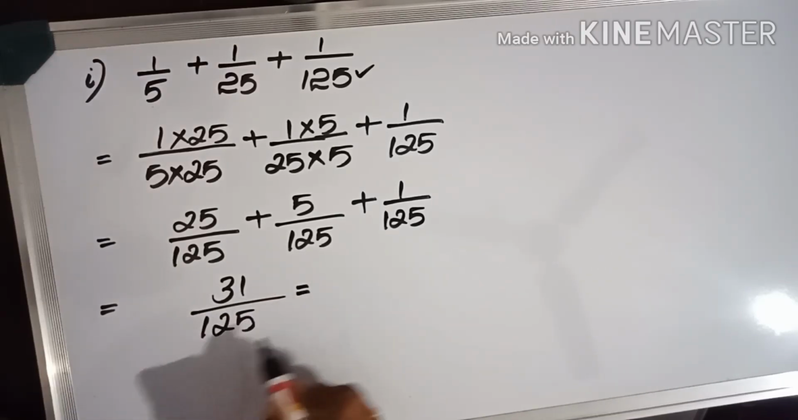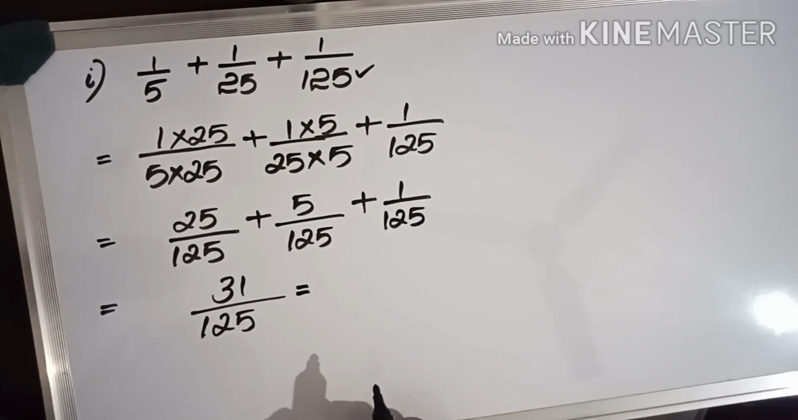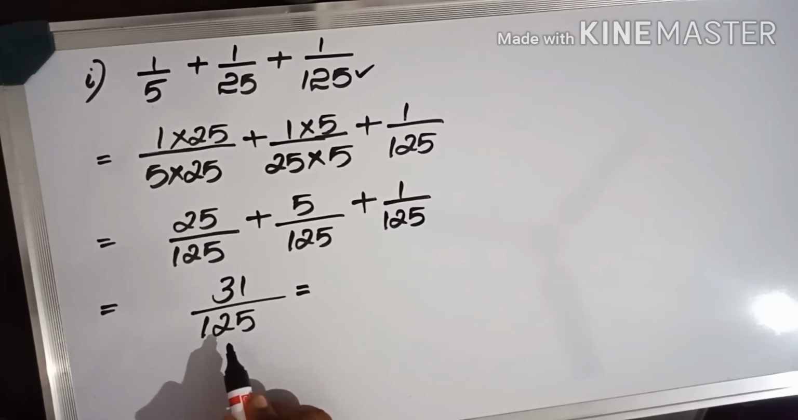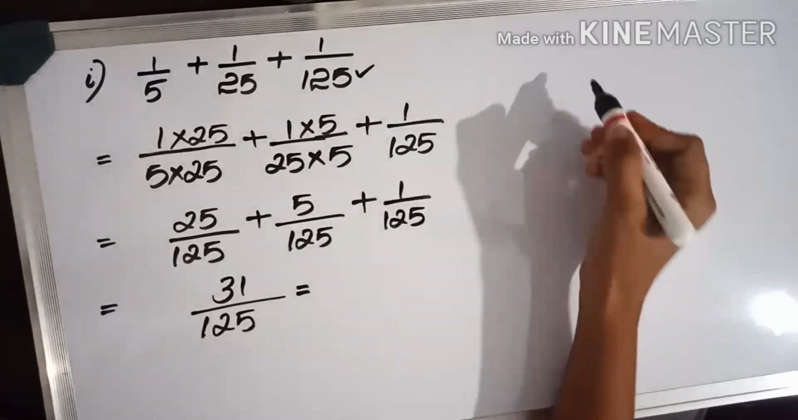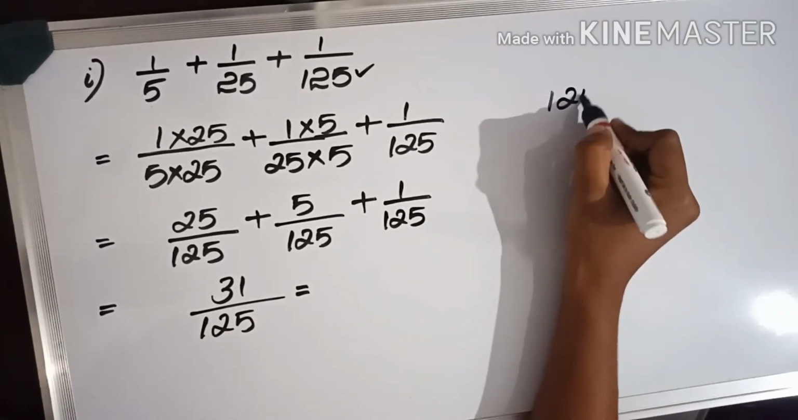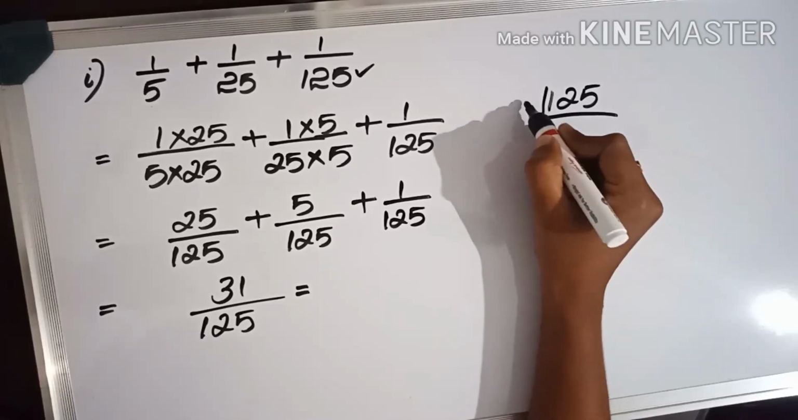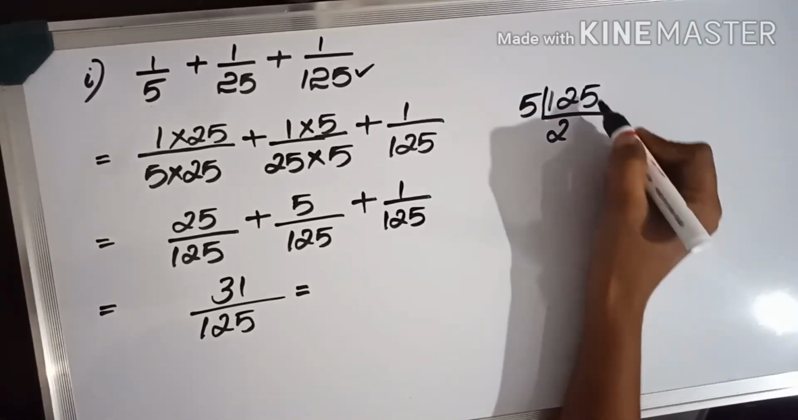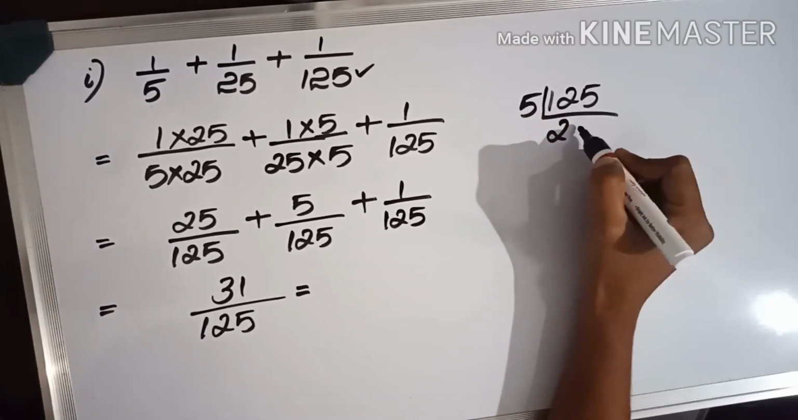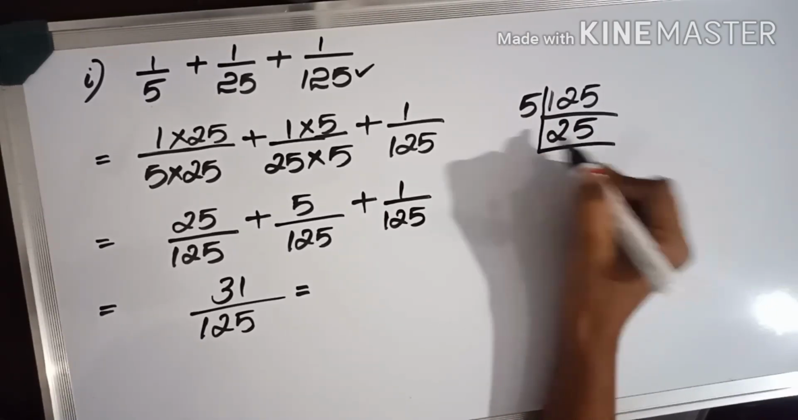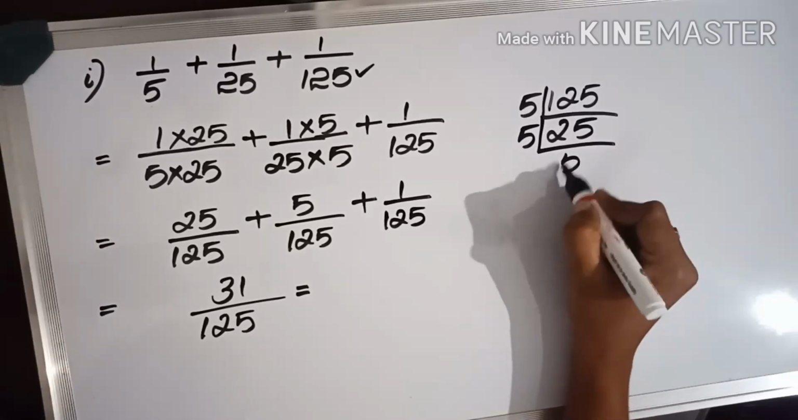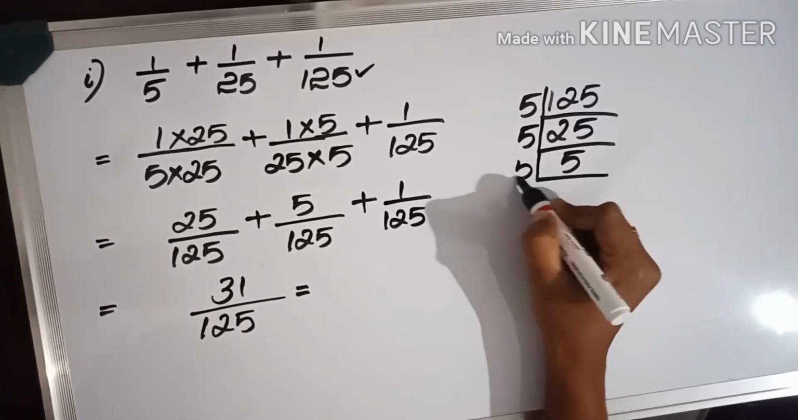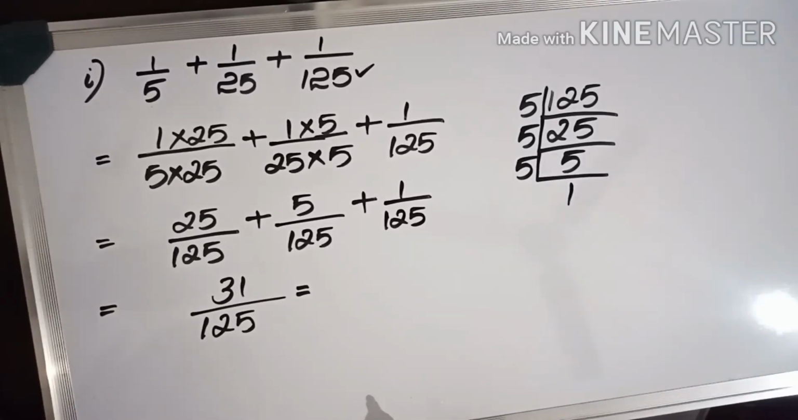Now we need to find the decimal form of this. How will we find the decimal form? In the previous class we learned that first of all we need to factorize the denominator and convert it into powers of 10. That is by factorization. So 125: the least number here is 5. 125 divided by 5 is 25. Then 25 is 5 5s. Again divide by 5, the answer is 5. Again divide by 5, the answer is 1.